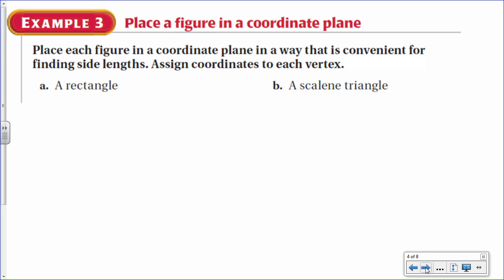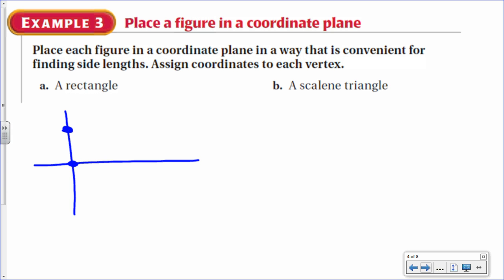All right, guys, so I would put these in your notes right here. We want to place each figure in a coordinate plane in a way that's convenient for finding the side lengths. When they say convenient, you're always going to start at 0, 0. Now we're going to assign coordinates, and this is the part that's a little tricky. First thing, we want to make sure that we have a coordinate, and then, of course, this is our origin, or 0, 0. And if we're going to make a rectangle, why not make it as easy as possible?